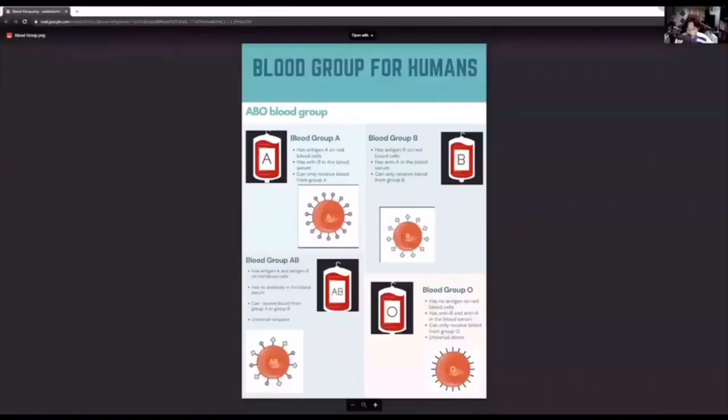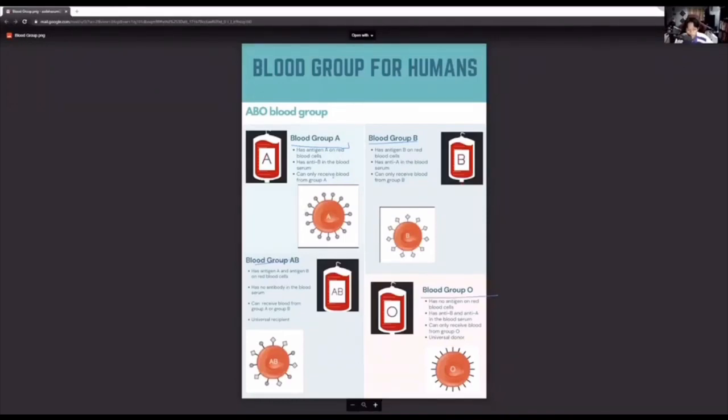So the topic that I will present to you is about the types of blood, otherwise known as blood groups. As you can see here, there are 4 types of blood group: blood group A, blood group B, blood group AB, and blood group O.